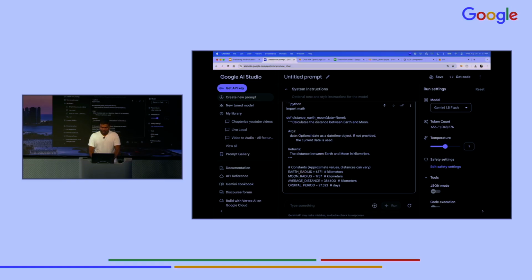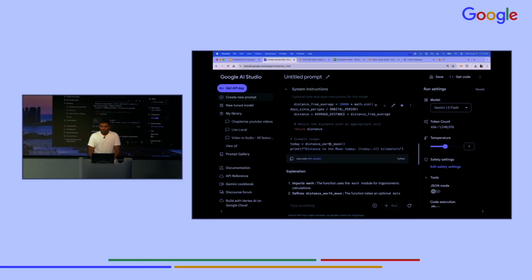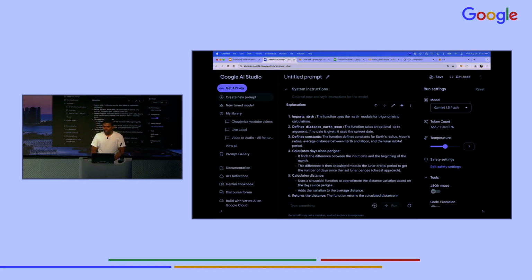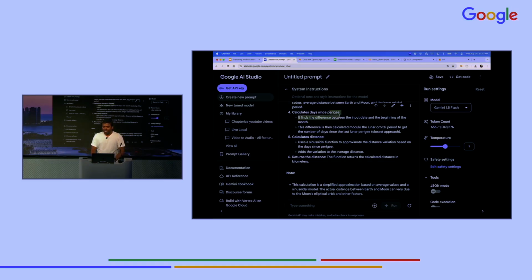Oh, I'm not trying to edit it. It's fine. Okay, and it writes the whole function. Then it gives the explanation as well, so it tells me exactly what we are doing. It tells me that we imported the math module from Python. We defined specific constants in here for the distance. We calculated the days since perigee. Then we calculate the distance based on all these parameters.